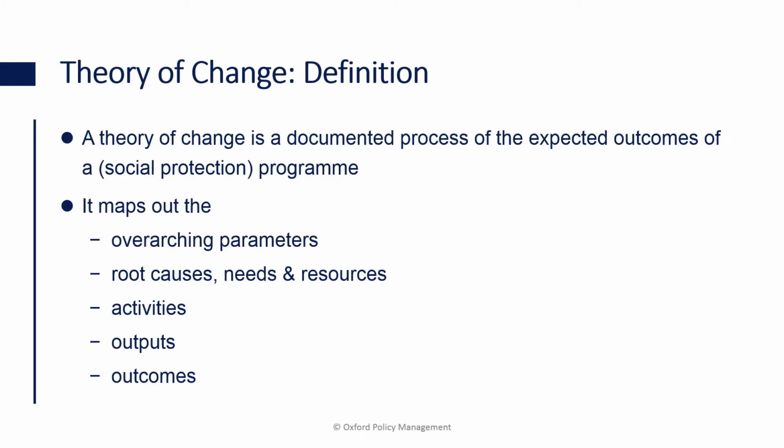So let's begin by taking a look at the definition of the theory of change. Putting it briefly, a theory of change maps out the expected outcomes of a program or an intervention. When designing a theory of change, you start by defining overarching parameters before identifying root causes, needs, and available resources. Next, the activities are described, which lead to outputs and ideally positive outcomes in the desired areas.